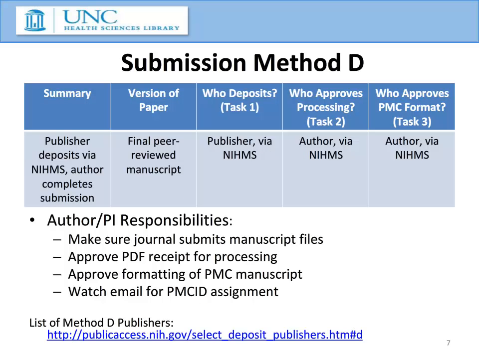Method D is very similar to Method C, except the publisher does the first task and submits the article through the NIMS system. The author or PI is responsible for making sure the journal knows to submit the article. The publisher will list the corresponding author as the contact for the 2 approval steps. That person will be notified to approve the PDF receipt for processing and to approve the manuscript formatting. If there are multiple authors on the paper, you will need to decide who is going to take responsibility for these tasks in advance and make sure that person is listed as the corresponding author. After all the submission steps are complete, watch your email to make sure the PMC ID gets assigned. A list of Method D publishers is also available online.